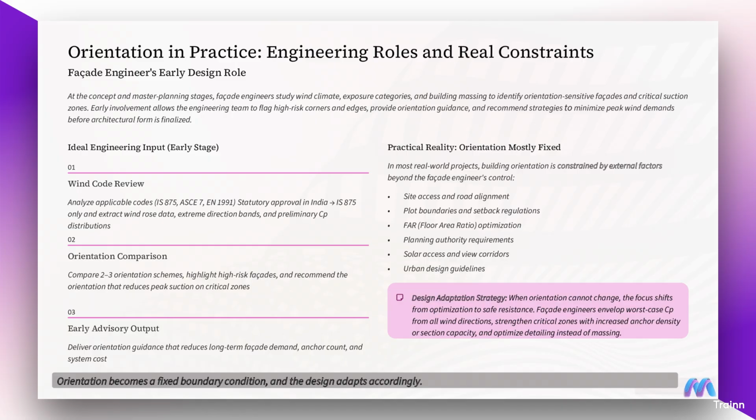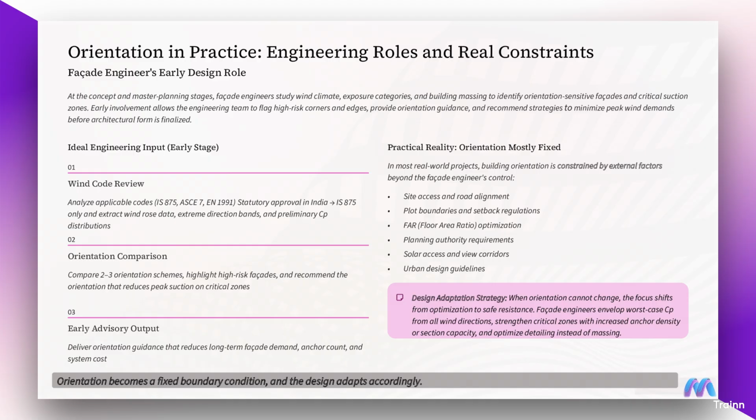Orientation comparison: compare two to three orientation schemes, highlight high-risk facades, and recommend the orientation that reduces peak suction on critical zones. Early advisory output: deliver orientation guidance that reduces long-term facade demand, anchor count, and system cost.